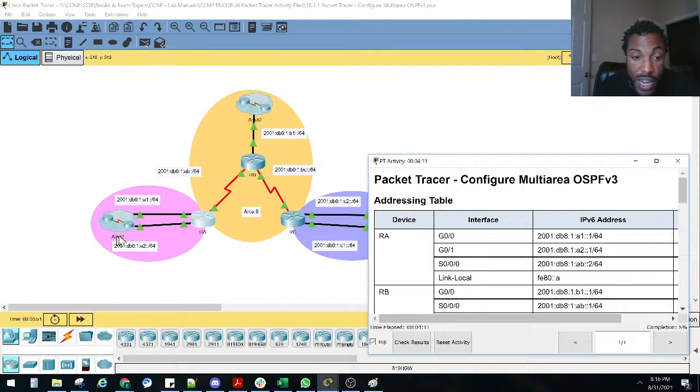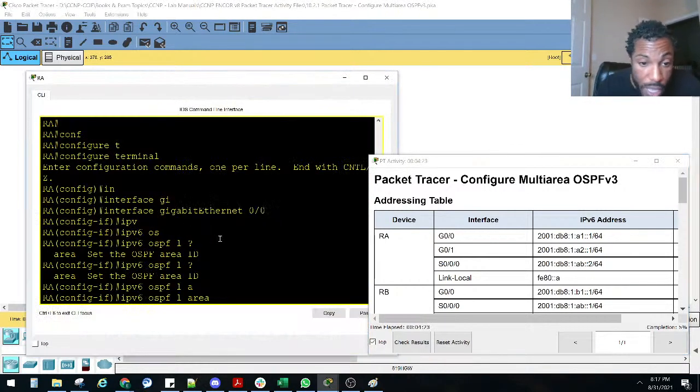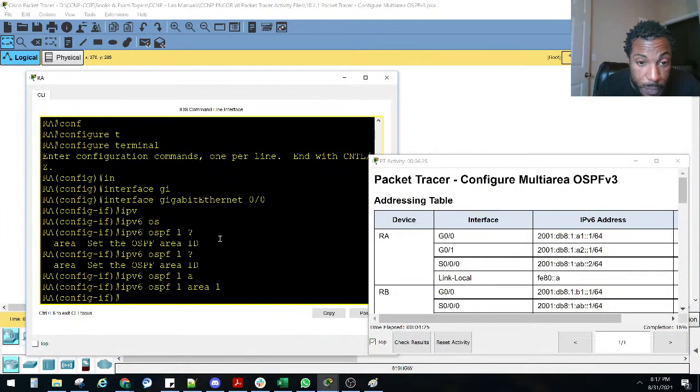So we need to pay attention to our areas here, right? Because these are going to be in area 1, and this is going to be in area 0. Remember, we don't say routers are in an area. We say their interfaces are in an area. So don't say that, or else you'll confuse yourself, right? So area 1 for that guy, right?